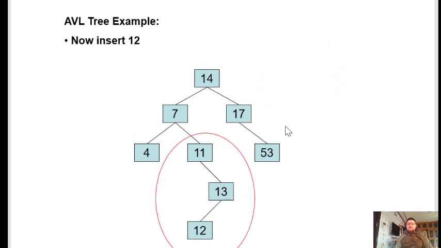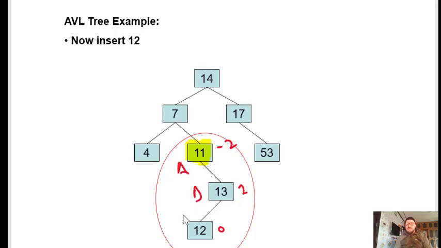Now we insert 12. In this scenario we insert 12, so we got a problem, right? Now how is it a problem? Because if you see, the balance factor of 12 is 0. For 13, 1 minus 0, that is 1. For 11 it is 0 minus 2, that is negative 2. So 11 is in a problem, because it's having negative 2.